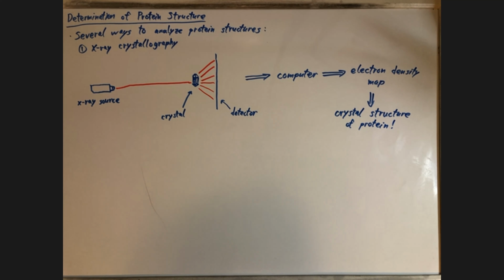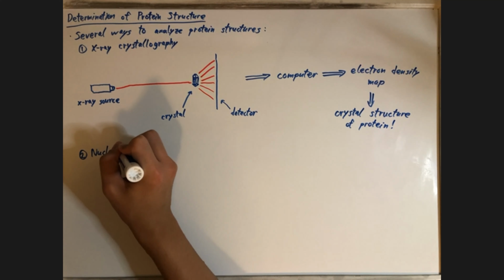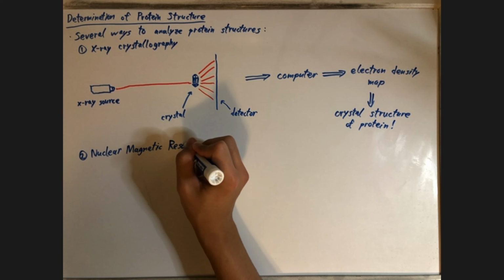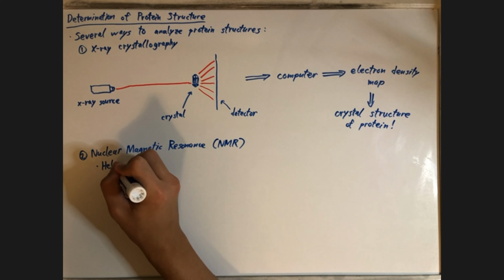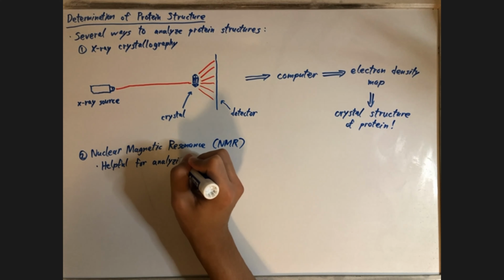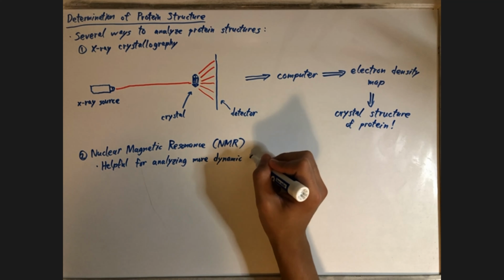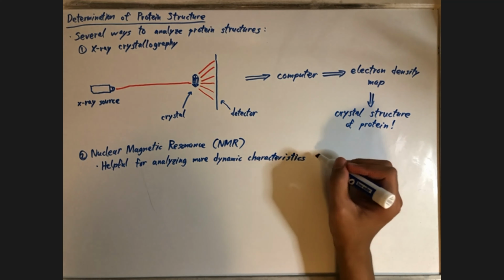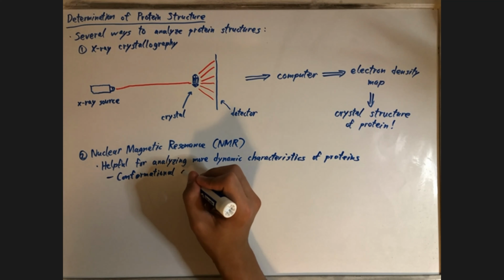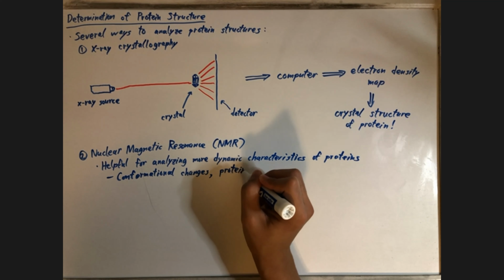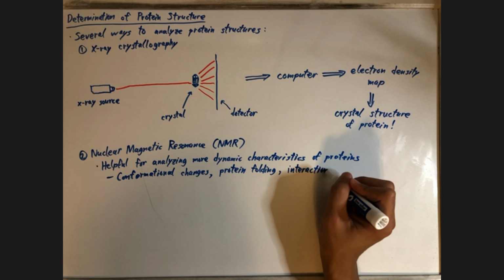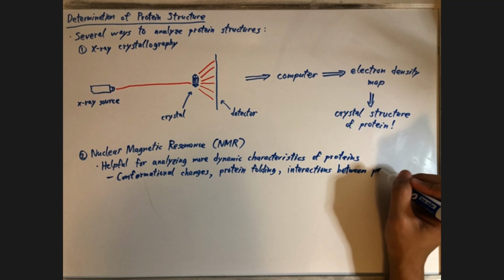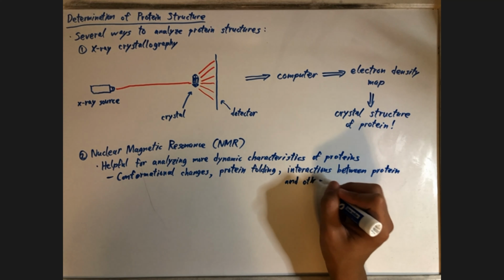However, the protein crystal can't tell us everything about the protein, so we have other methods too, such as nuclear magnetic resonance, or NMR. NMR is a helpful technique for analyzing the more dynamic characteristics of proteins, such as any conformational changes, protein folding, and intermolecular interactions between the protein and other molecules.